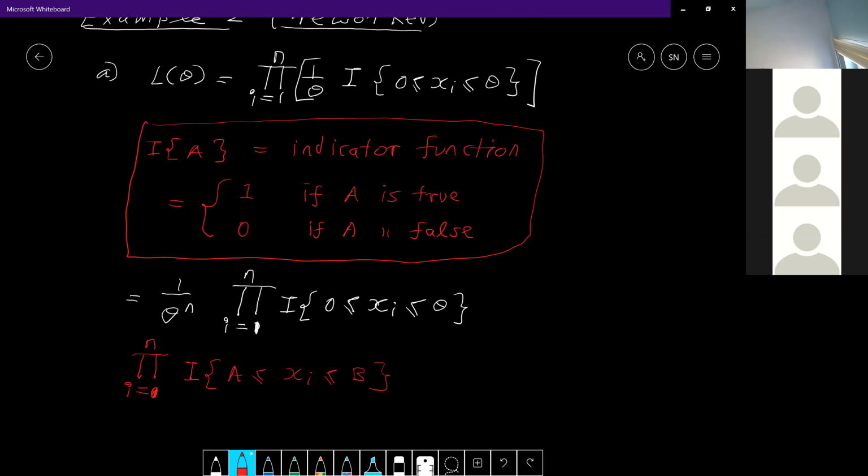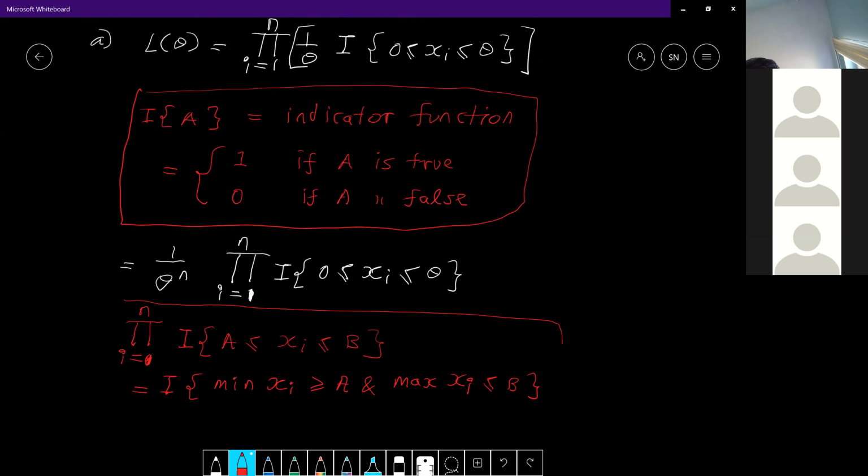Suppose a and b are constants. This rule says the following: this is equal to the minimum of xi greater than or equal to a, and the maximum of xi less than or equal to b. So this is a rule.